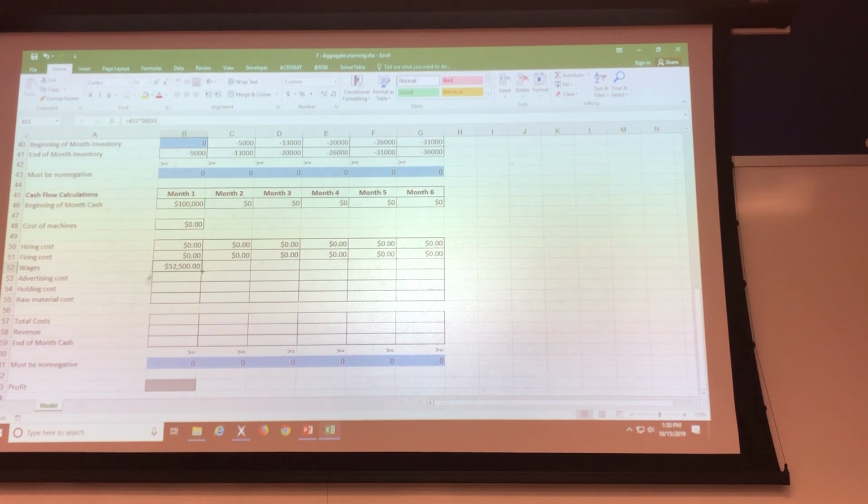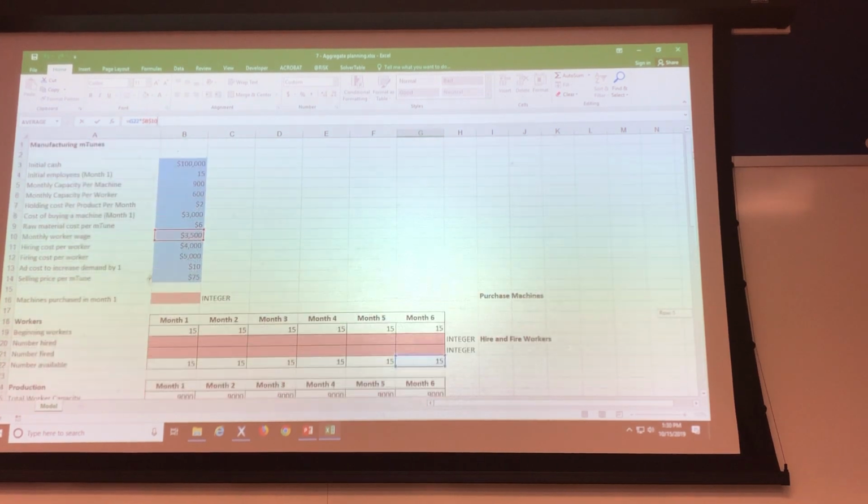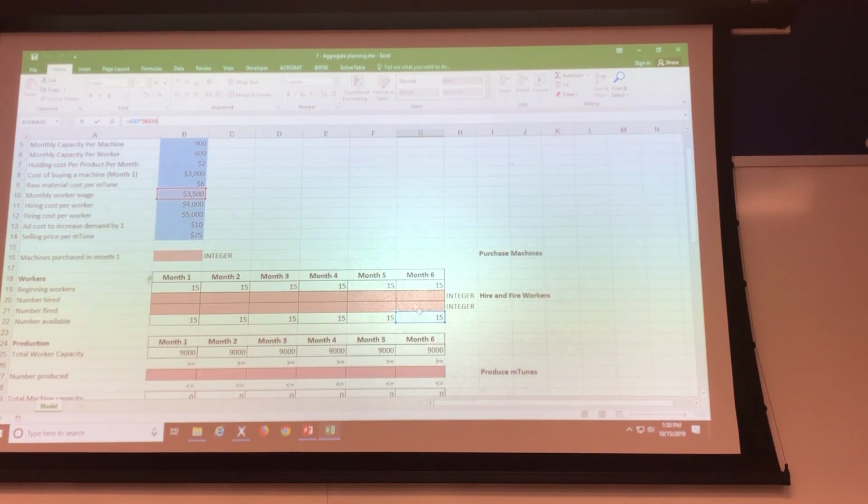I'll copy it. I'll move to another cell and check it. It's just a good idea. How many are available in month 6 times how much do we pay them?